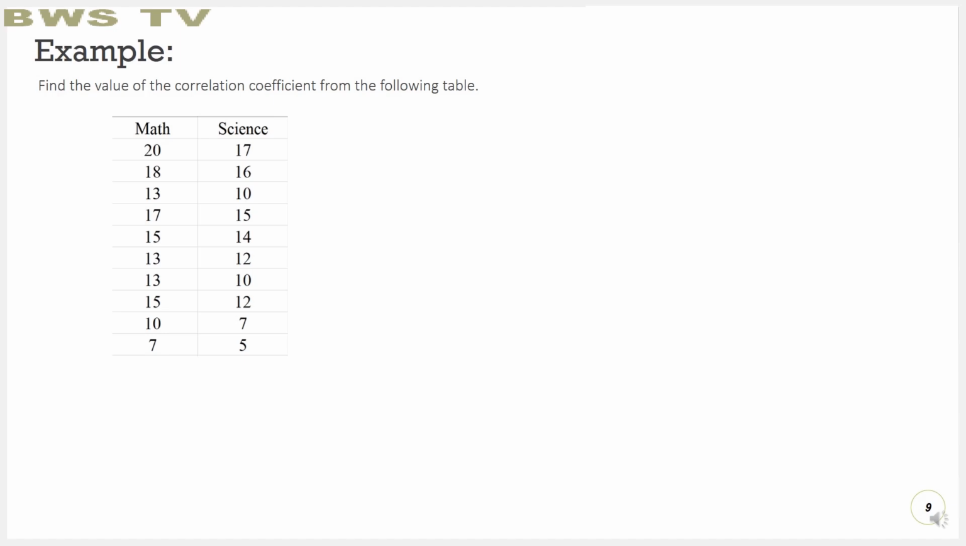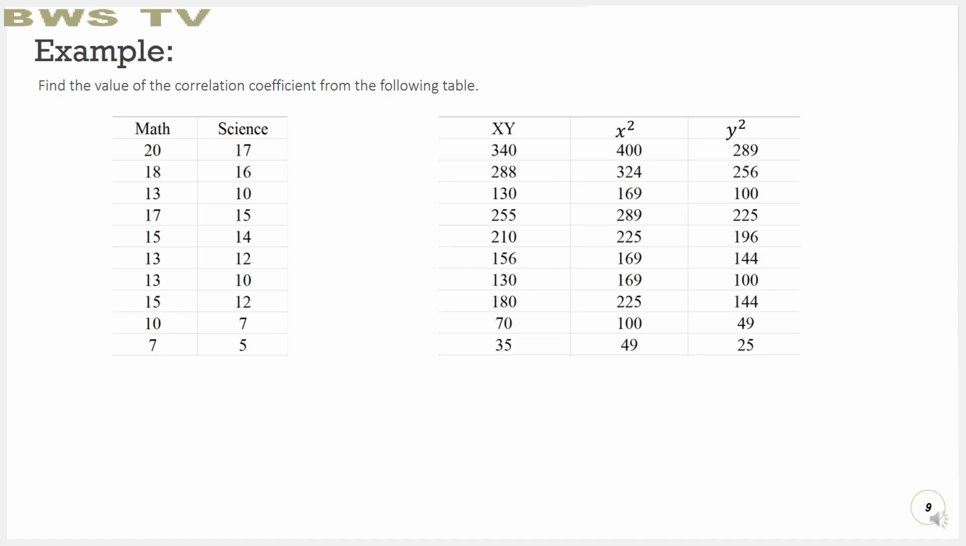Do the steps again. Multiply x and y. So 20 times 17 is 340. Then just multiply the others. To get the x squared, square the x. So 20 squared is 400, and so on and so forth. To get the y squared, square the y. So 17 squared is 289.